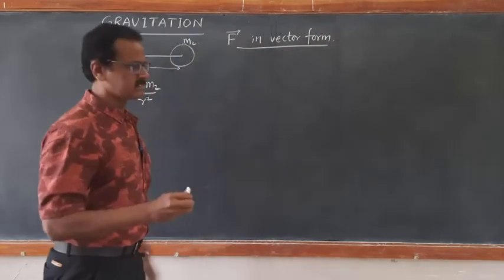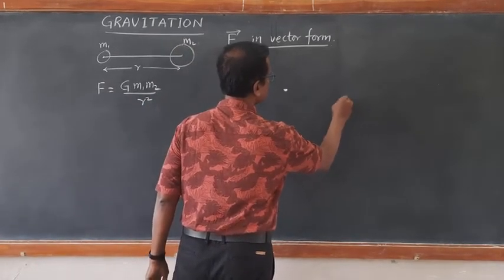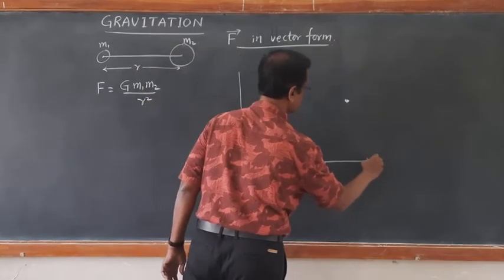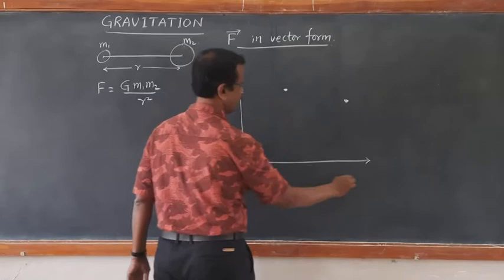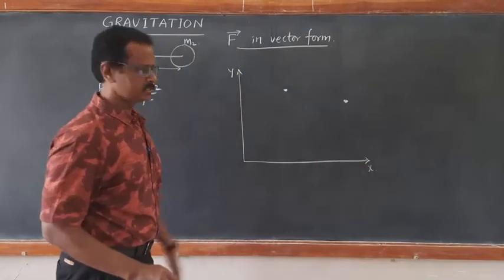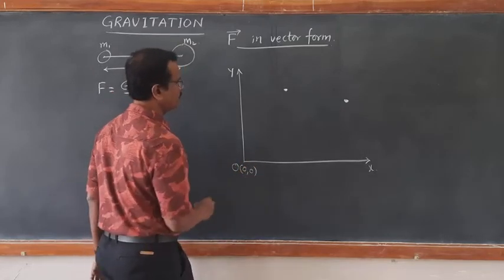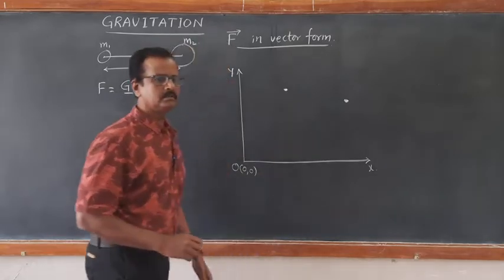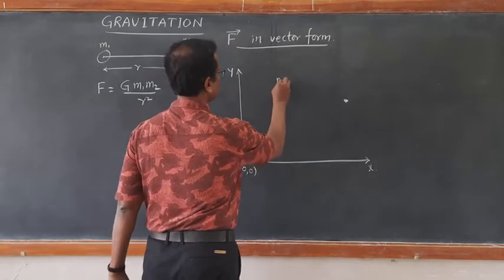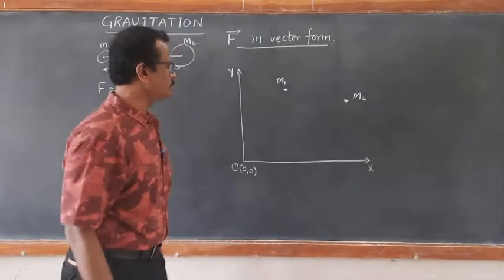Consider 2 point masses, m1 and m2, with respect to a system of coordinates. Suppose this is the x-axis and this is the y-axis. Consider a system of coordinates, and this is the origin. Then we want to find out the gravitational force between these 2 point masses, which are denoted by m1 and m2 respectively.